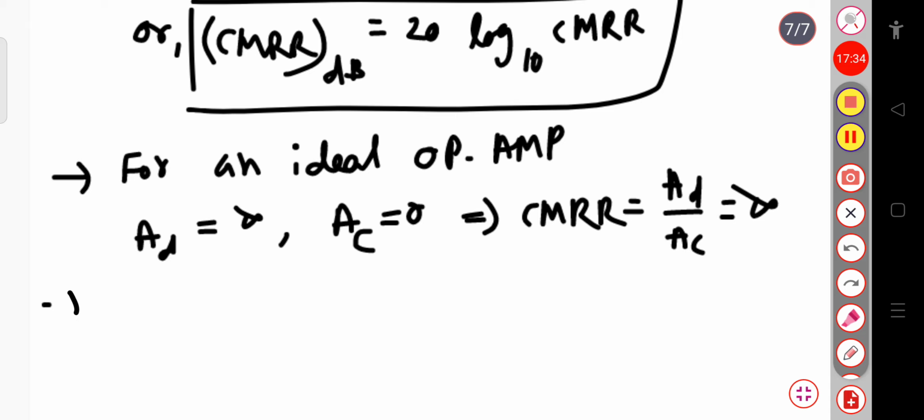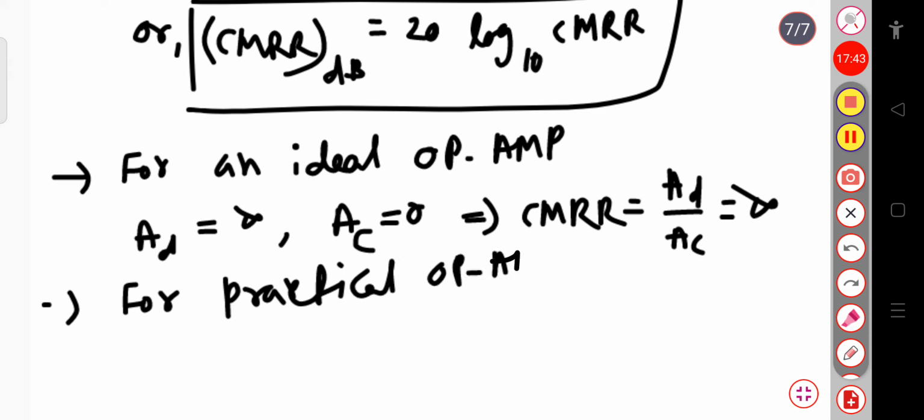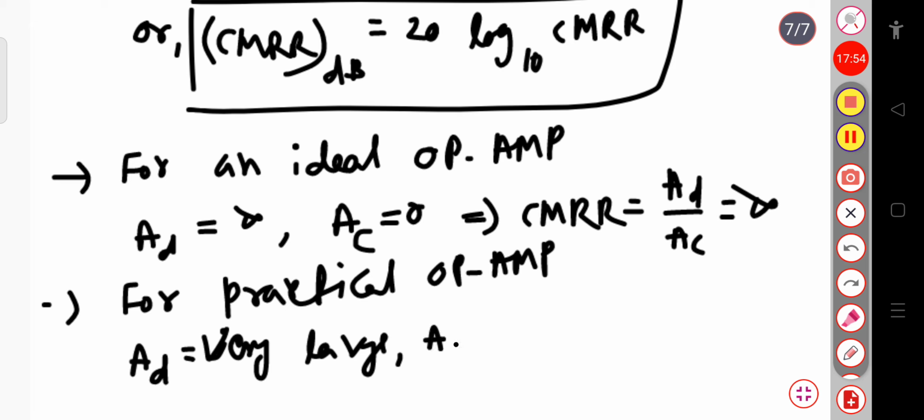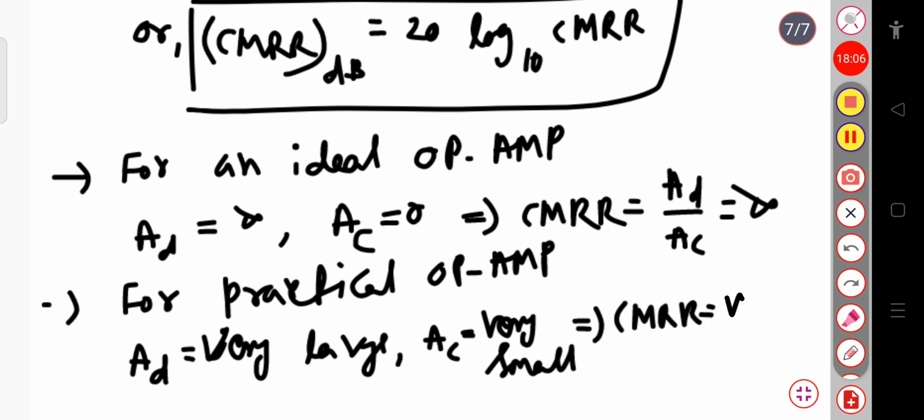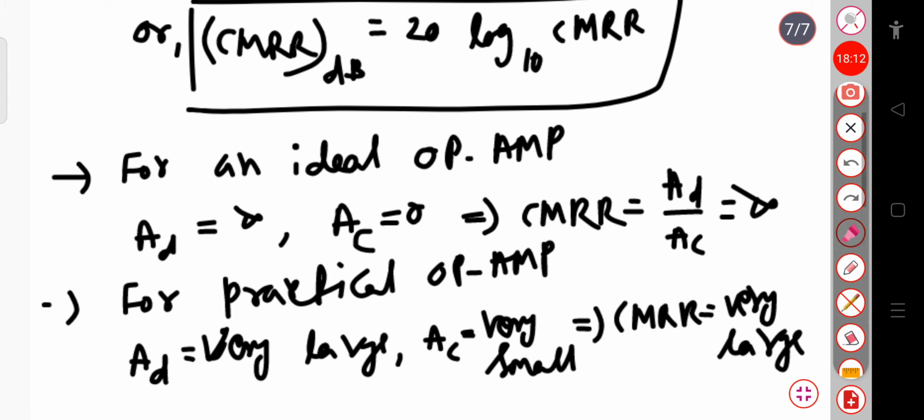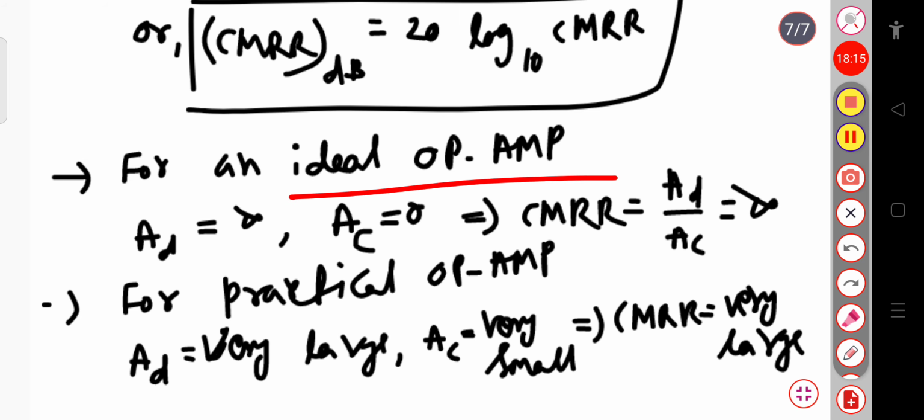And for a practical op-amp, the AD value is not infinite, but a very large value. Similarly, AC is not 0 here; practically we will not get 0, but the value is very small. So if I take the CMRR ratio, AD by AC, you will get a very large value, not infinite, in the case of a practical op-amp. So this is the difference between an ideal op-amp and a practical op-amp.